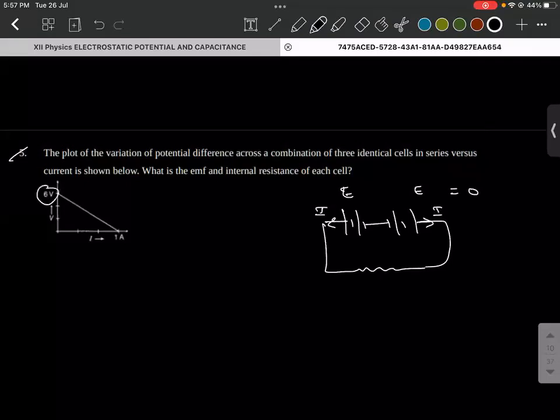Since here it is a non-zero value, I am assuming that negative and positive are connected, meaning the EMFs are getting added. So be careful when you read a question. Across three identical cells in series versus current. What is the EMF and internal resistance of each cell?